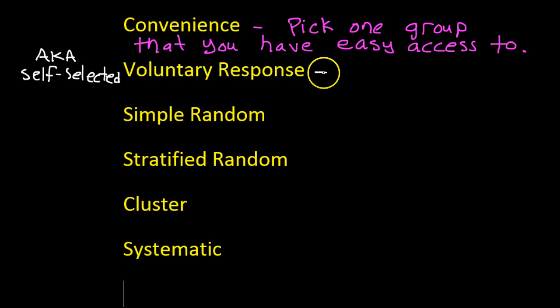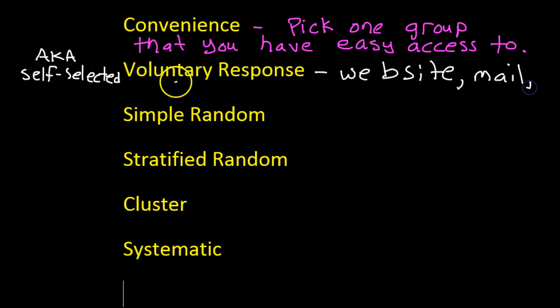So some common ways that will happen will be if there is a survey that's posted on a website, for example, or if you send out a survey in the mail, that's going to be automatically voluntary because people could just throw it away. Or if you just leave your survey on a table, and people can walk up and take your survey if they want to. Those are examples of voluntary response.